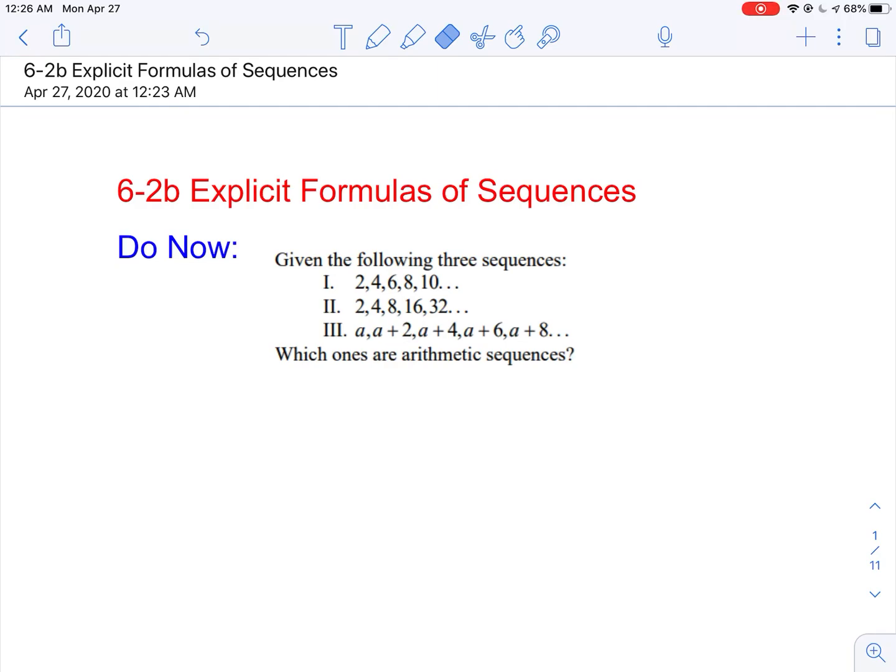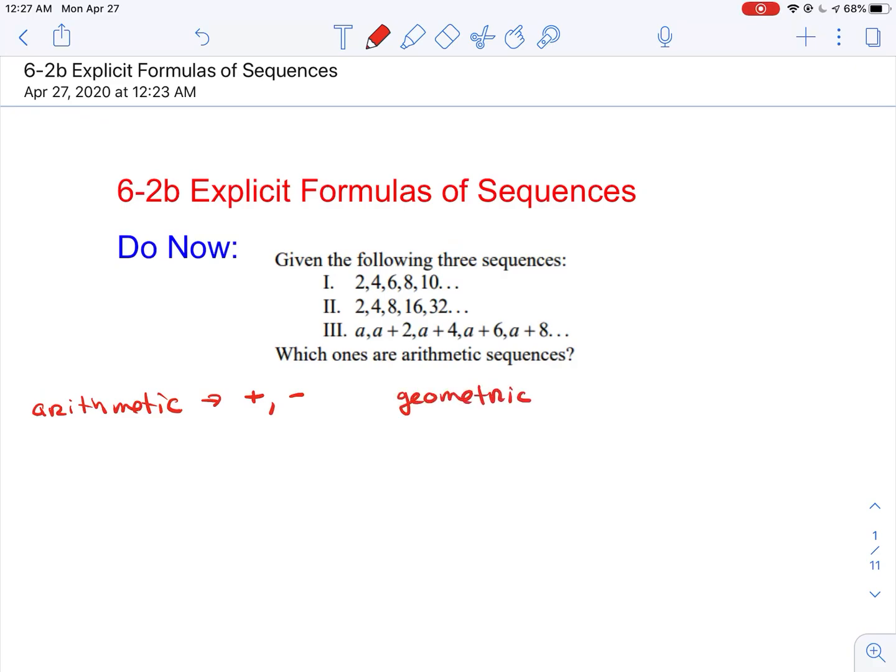So to recap what we learned in the last video, we have the following question. Given the following three sequences, which ones are arithmetic sequences? To do this question, we have to recap the vocabulary words we learned last time. An arithmetic sequence is one that has addition or subtraction constantly from term to term. So plus 3, plus 3, plus 3, minus 4, minus 4, minus 4.